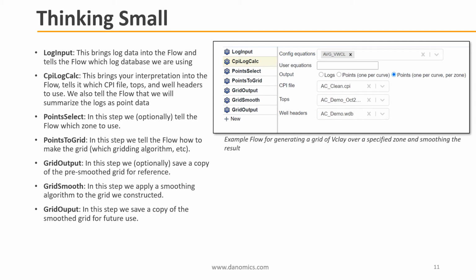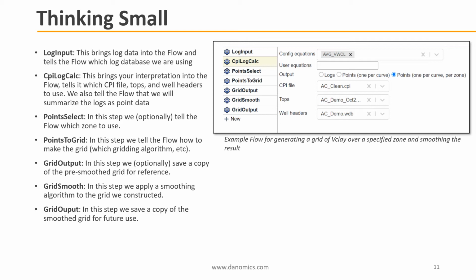So maybe you want to start by even outputting your points, so you're able to see those. You have your point select, so you're able to see what's filtered. Then your first grid output, the smoothing process, and your second grid output. So, it's useful to think about these in small increments.